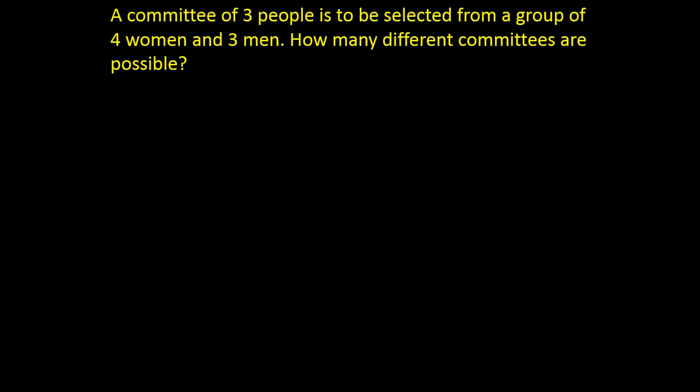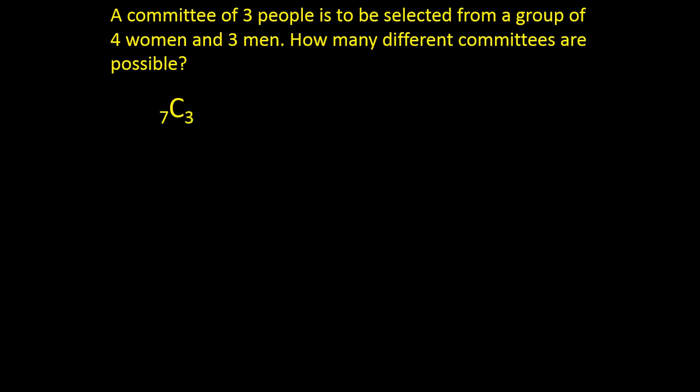A committee of 3 people is to be selected from a group of 4 women and 3 men. How many different committees are possible? Now, if you think about committees, people that sit on committees simply sit in a big group. There's no offices that are held. It's not like you have a president or a vice president. It's just a group of people. It doesn't matter what order those people are in. So this is a combination.